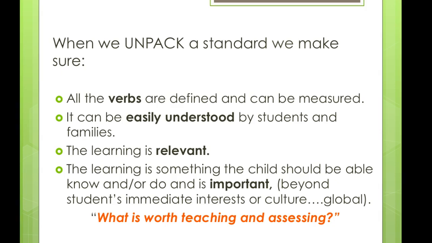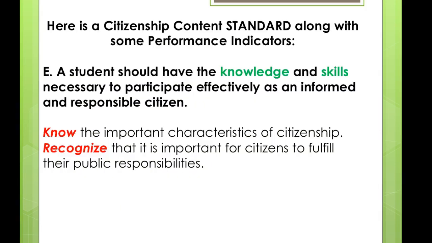What is worth teaching and assessing? How are they going to get along in society? So here is a Citizenship Content Standard along with some performance indicators. A student should have the knowledge and skills necessary to participate effectively as an informed and responsible citizen. That's the overall standard. It's very broad and absolutely can be measured by umpteen types of skills and knowledge that a person would carry with them. Because they feel that these are important in this particular grade level, they want students to know the important characteristics of citizenship, and that it is important for citizens to fulfill their public responsibilities. Those could even be enduring understandings. We'll talk about that in the next module.